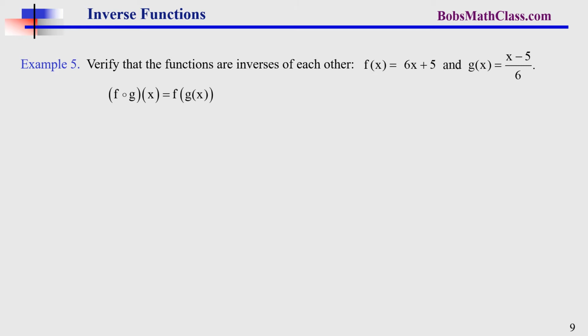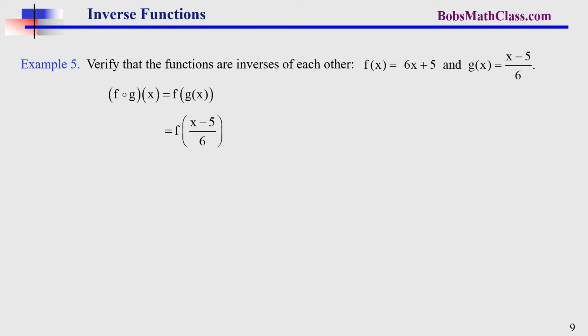Okay, let's do f of g of x first. You bring the first letter, the first function, and keep that in front of the parentheses. Then the second letter, g, you put that inside the inner parentheses, g of x. Now you replace the inner function with what it's equal to. In this case, the inner function is g of x. g of x is (x minus 5) over 6.